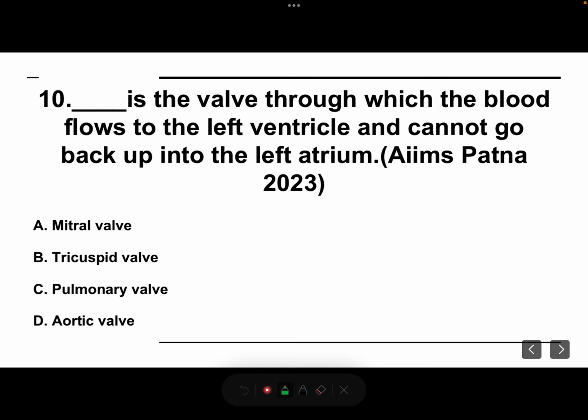Next, come to question number 10. Dash is the valve through which the blood flows to the left ventricle and cannot go back up into the left atrium. Option A, mitral valve. Option B, tricuspid valve. Option C, pulmonary valve. Option D, aortic valve. Here the answer is option A, mitral valve.